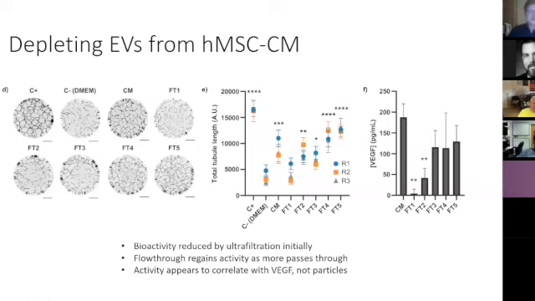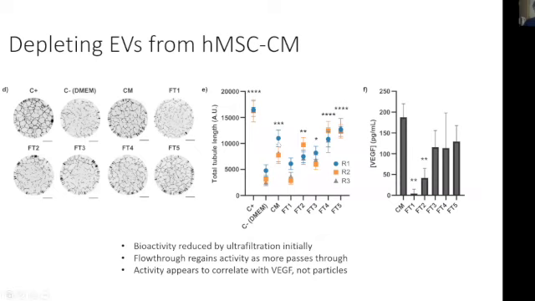Okay. So if you look at the conditioned medium, there's tubular formation, but if you look at the first flow-through fraction, there's nothing. It's at the level of the negative control. And you could interpret that to mean that you're removing EVs and you're removing the biological activity, and therefore the EVs are doing something.